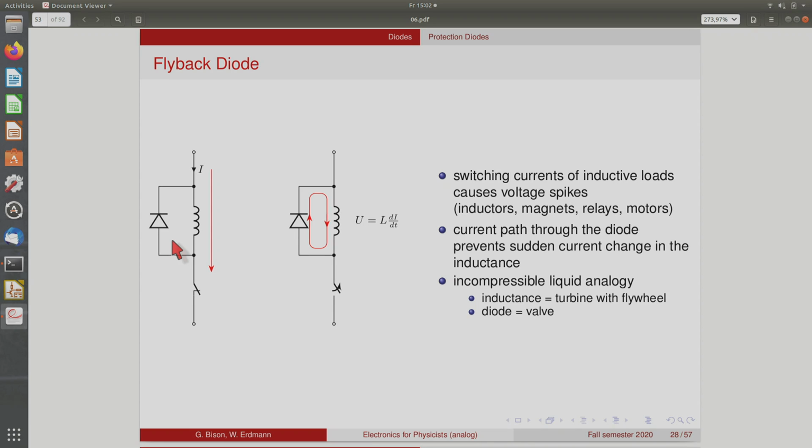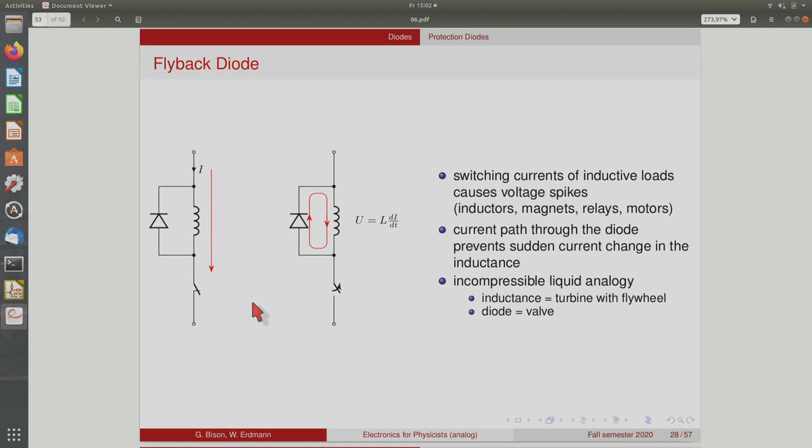So in order to avoid the sparking, one has to offer an alternative way for the current. So when you open the switch, now this point wants to go up in potential, but this then opens up the path through the diode, so the current will flow back to the input of the coil and can flow here for a while, slowly being absorbed by any resistance in the circuit. So in this way, you prevent these voltage spikes across the inductor when you switch.